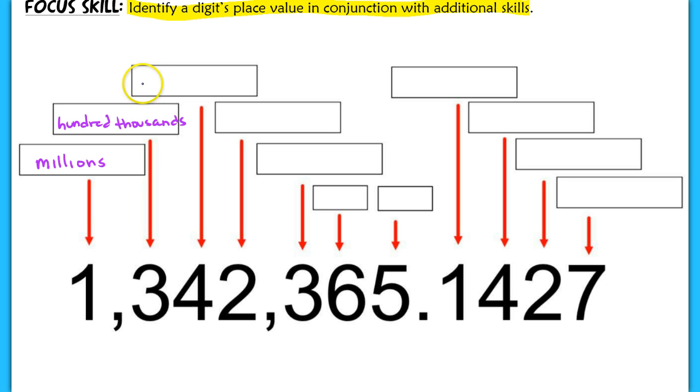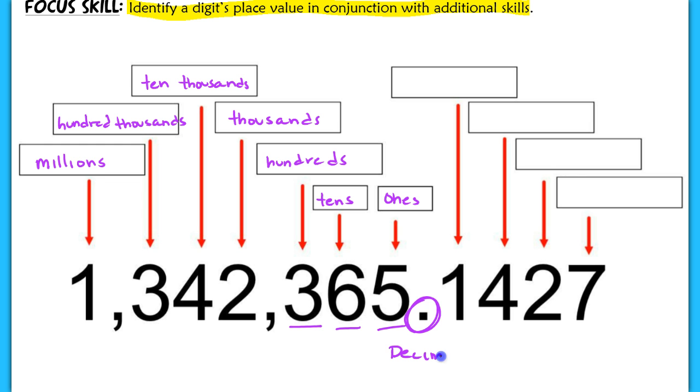Now the 4 here is in the 10,000s place. We have the thousands place. The 3 is in the hundreds place. We have a 6 in the tens and a 5 in the ones place. Now when we move past here, this is our decimal point. When we move to our decimal, we see some very similar numbers.